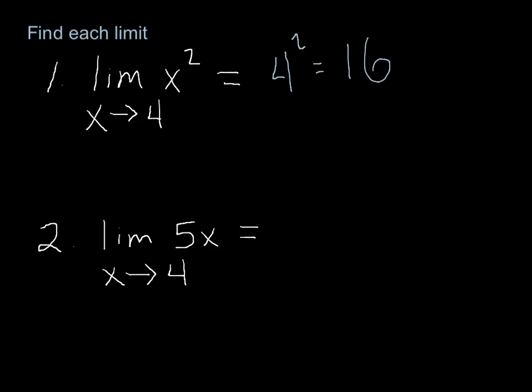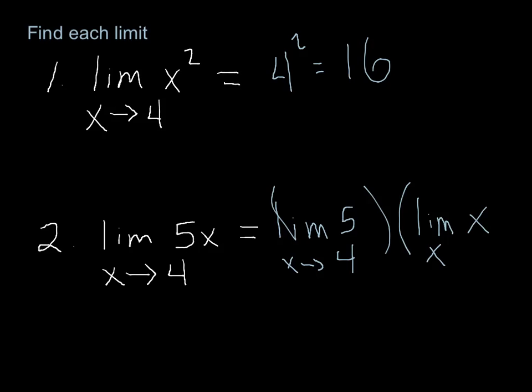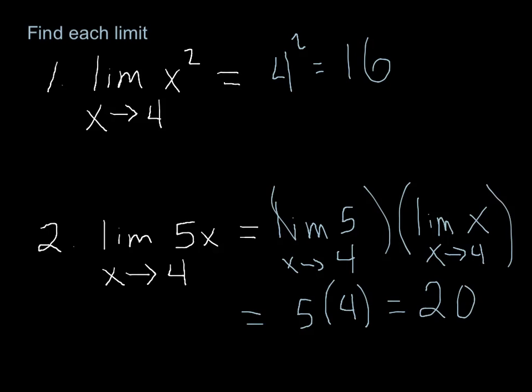Number two, the limit of 5x as x approaches 4 is the same thing as the limit of 5 as x approaches 4, times the limit of x as x approaches 4, okay, which is equal to 5 times 4, which gives us 20. So the limit of 5x as x approaches 4 is equal to 20.